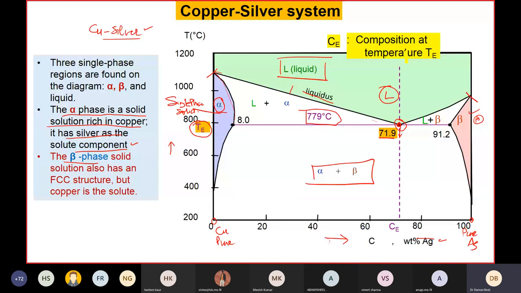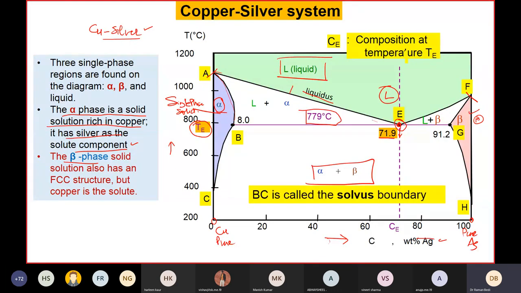Okay, so what are the other lines which are visible to us? Because it is not an isomorphous diagram, it has other lines also. So let us see what the other lines are here. I will come to the next slide where we will explain that.